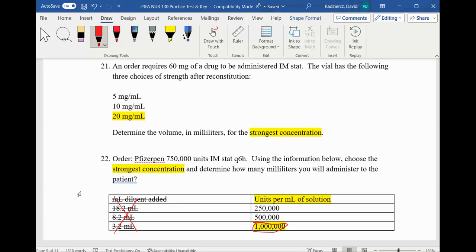You ignore the milliliters diluent added, because that's just telling the pharmacy how much water to add to the powder. And then when it tells you specifically units per milliliter, that tells you what the concentration is. That's the same thing as Dilantin, 125 milligrams per 5 ml, but instead of milligrams, now it's units per ml. You look at which one has the strongest concentration: 250,000 units per milliliter, 500,000 units per milliliter, or 1 million units per milliliter. The highest one is the strongest concentration.